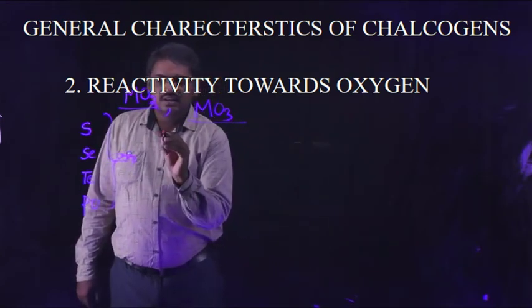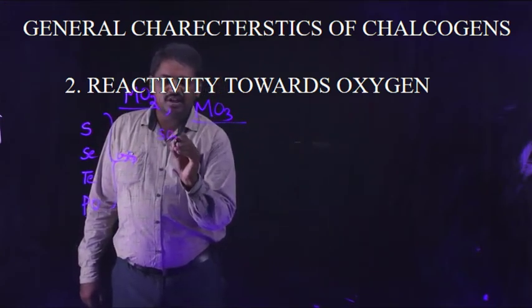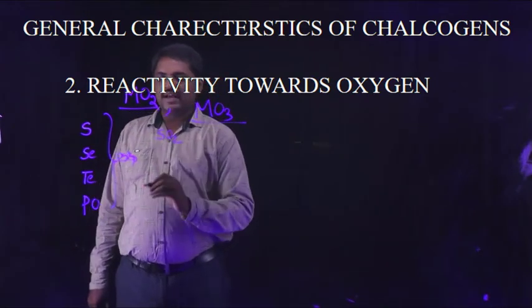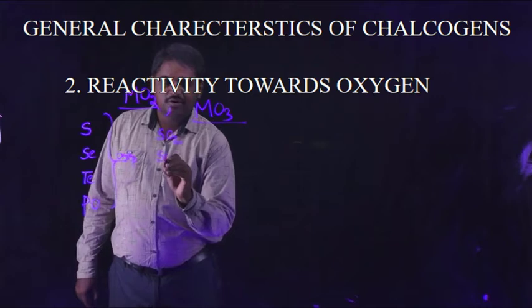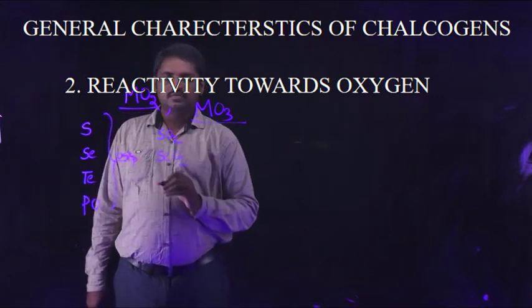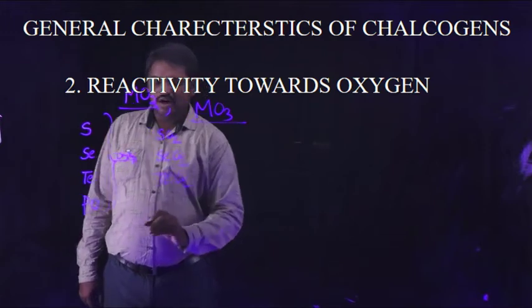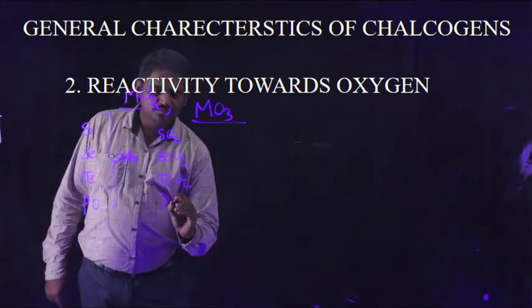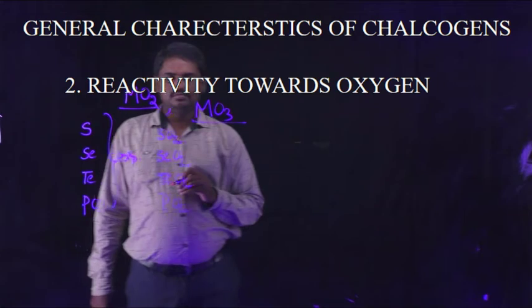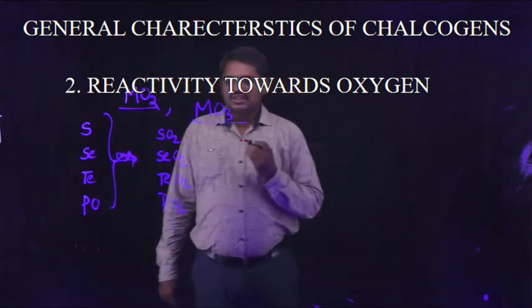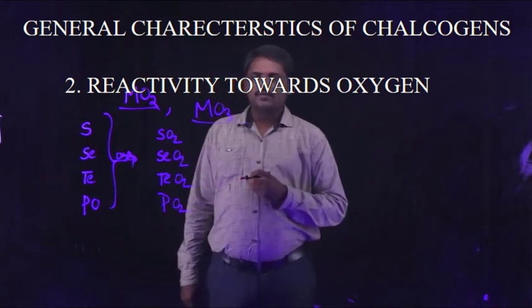First one, these elements react with oxygen to produce MO2 type of oxides like sulfur dioxide, selenium dioxide, tellurium dioxide and polonium dioxide. So these are the MO2 type of oxides.